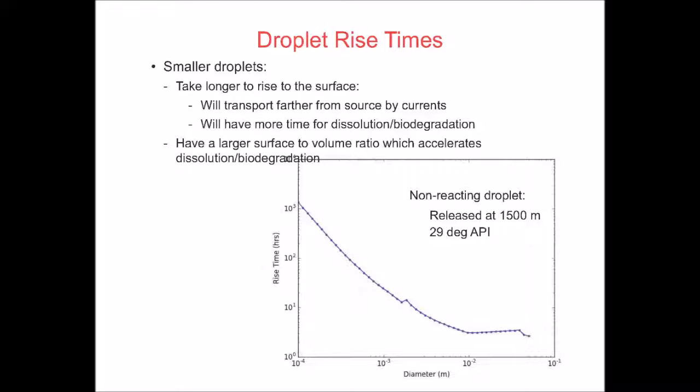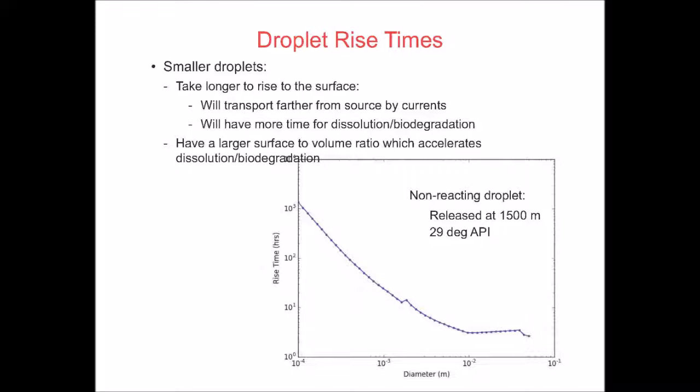So as I said before, smaller droplets take longer to rise to the surface. Here is an example of what could happen to, say, a Deepwater Horizon oil droplet. If I take a 29-degree API droplet, that's a way of stating the density, and release it at 1,500 meters depth, and the diameter of the droplet is 1 centimeter, it will rise to the water surface in about 3 hours. This is a log scale on hours on the y-axis.